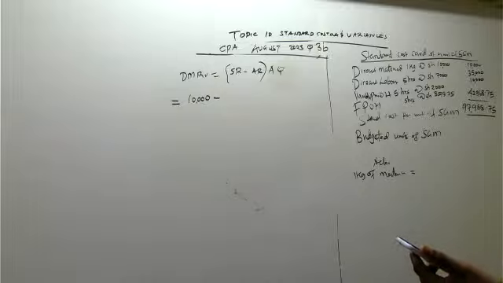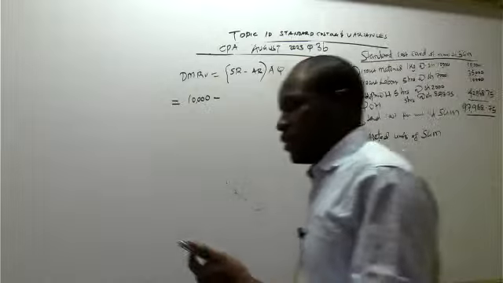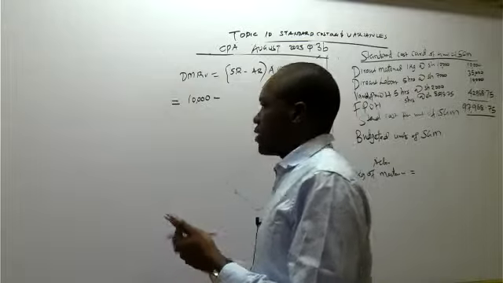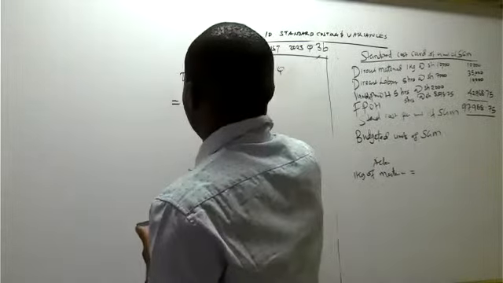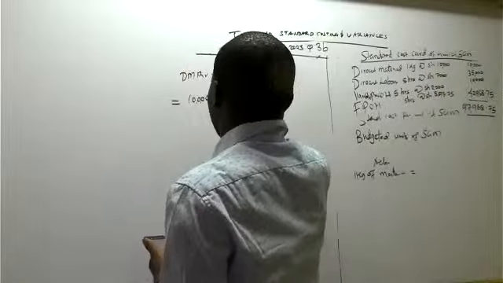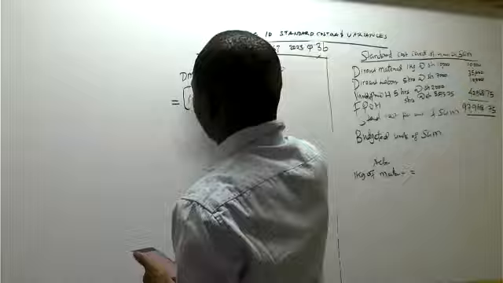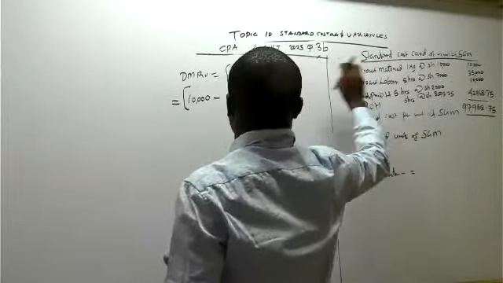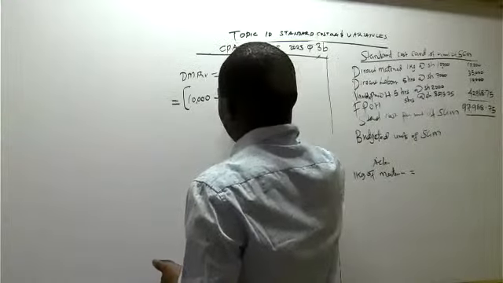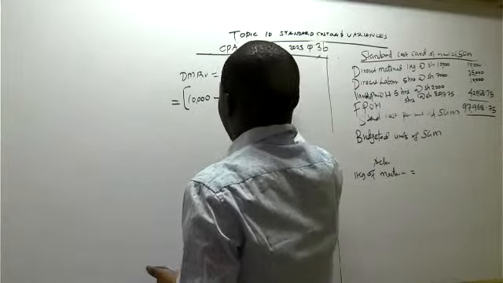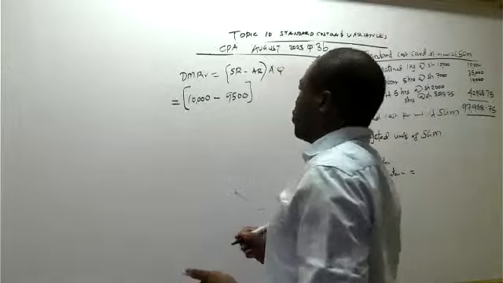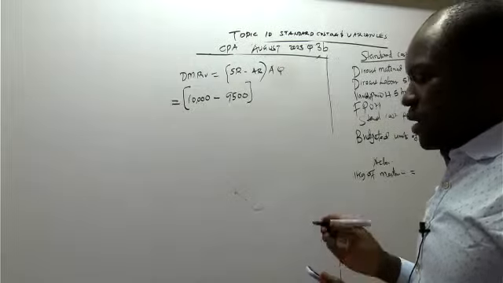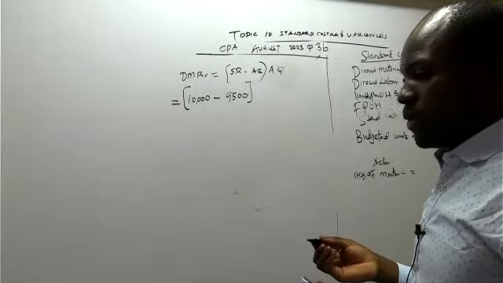Unapata ngapi? It is 11,286,000 divided by 1188. Unapata 9,500. Is it? 9,500. That is our formula. Direct material rate variance is equal to standard rate, which is 10,000, minus actual rate 9,500. To this you multiply by actual quantity. What is the actual quantity of raw material? Ni ngapi? Actual quantity of raw material tumepewa hapo ni ngapi?